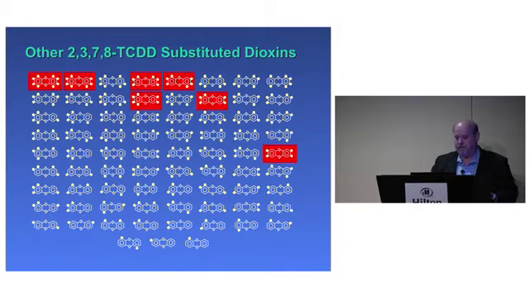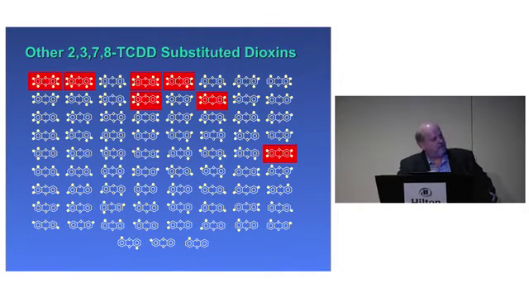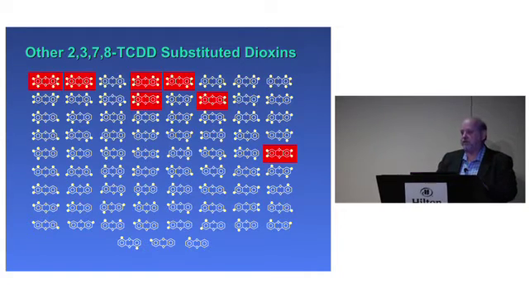And these are the 7 dioxins that are of interest, and they all have this 2, 3, 7, 8 position substituted by chlorines. Some of these others have additional chlorines on them, but as long as the 2, 3, 7, 8 position is substituted, they have some toxicity in animals.